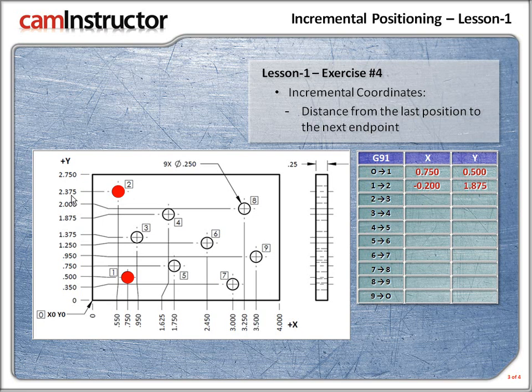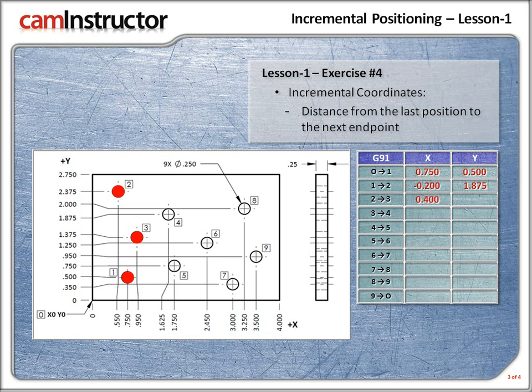2.375 dimension minus this 0.5 dimension is 1.875. Now, let's figure out the remaining incremental values. Next up, what about position 2 down to position 3? How much would you move in the X-axis? Well, it would be positive 0.4.